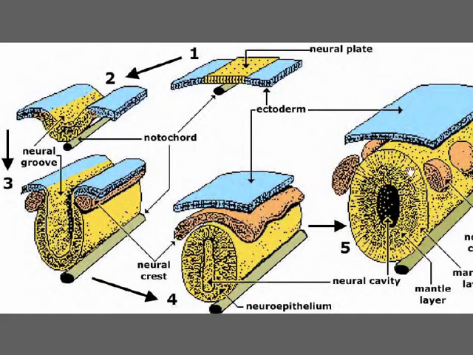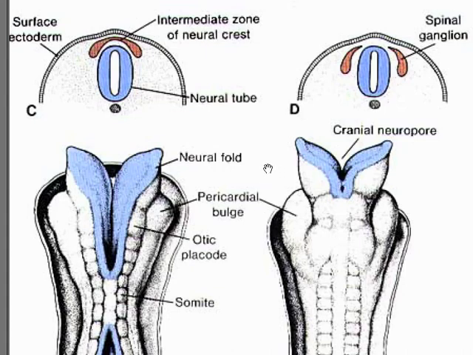Finally, the neural crest cells segregate to form bilateral separate masses of tissue. We have the neural tube then that's going to form the central nervous system. Neural crest is going to form glial cells and neurons of the peripheral nervous system, and the ectoderm is going to form skin.